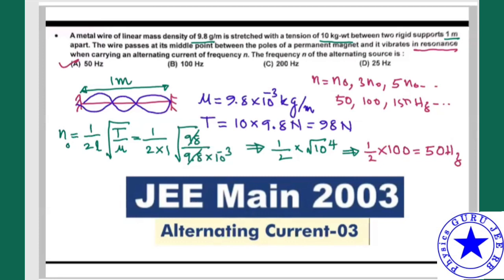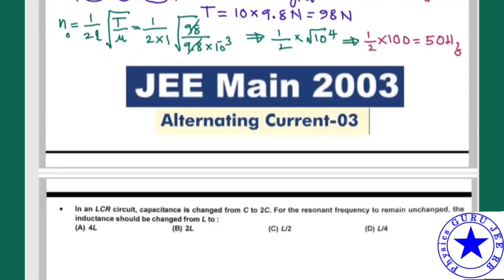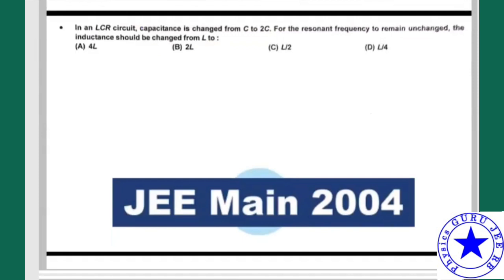Now next we'll proceed to the next question, which is given in JEE 2004. In an LCR circuit, the capacitance is changed from C to 2C. For the resonance frequency to remain unchanged, the inductance should be changed from L to what? If it is in the condition of resonance, C is changed, and the resonance frequency is unchanged, so it is a constant.